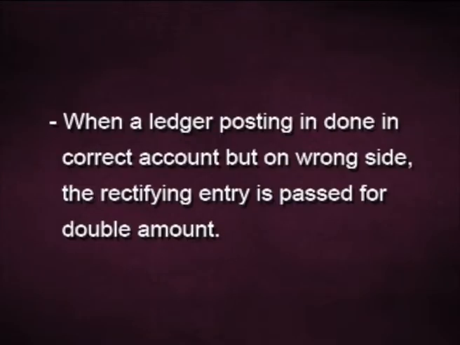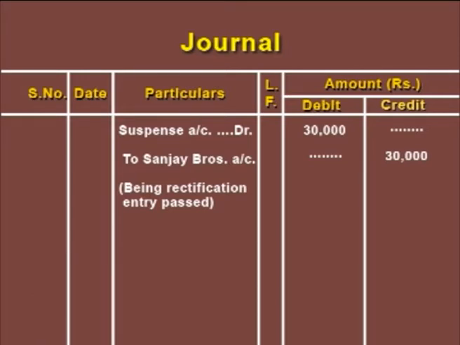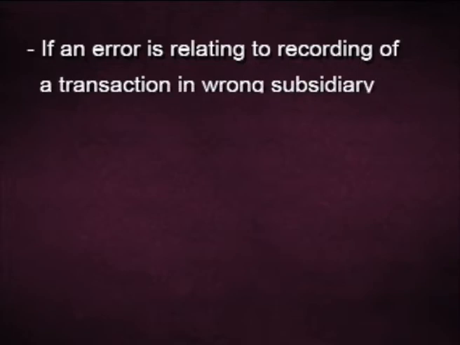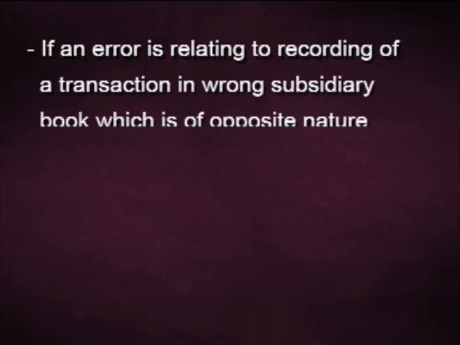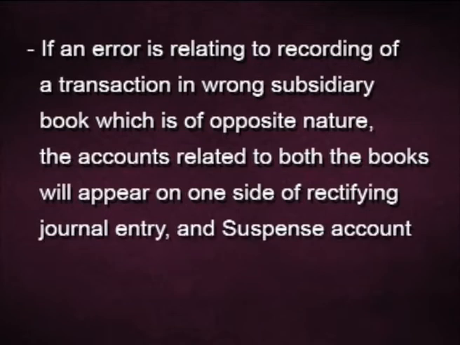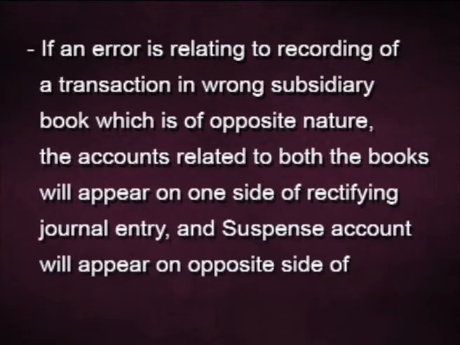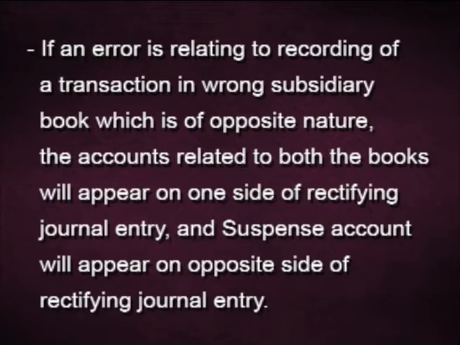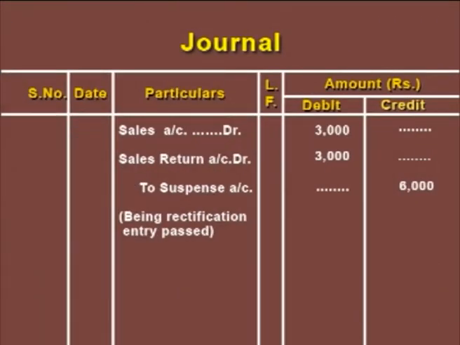When ledger posting is done in the correct account but on the wrong side, the rectification entry is passed for double the amount. See example 5. If an error relates to recording of a transaction in the wrong subsidiary book which is of opposite nature, for example, sales wrongly recorded in sales return book or purchase book, the accounts related to both the books will appear on one side of the rectification journal entry and suspense account will appear on the opposite side of the rectification entry. You can see example 6 for this.